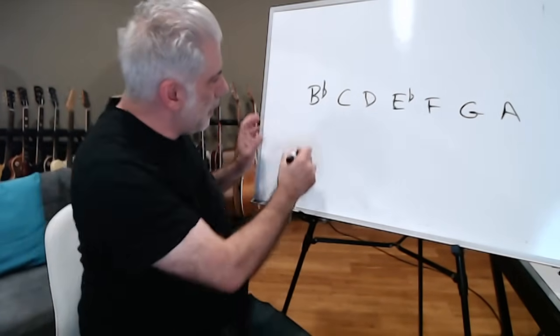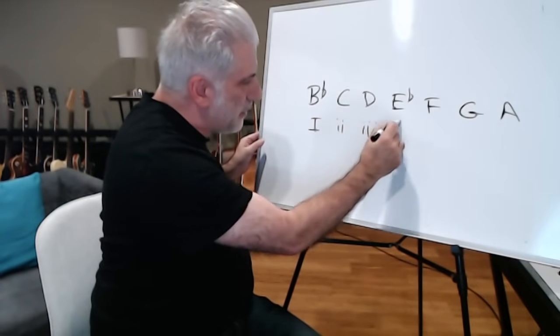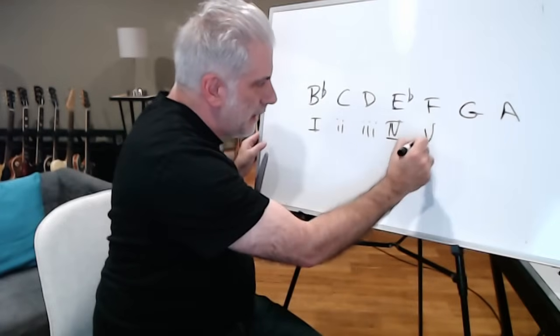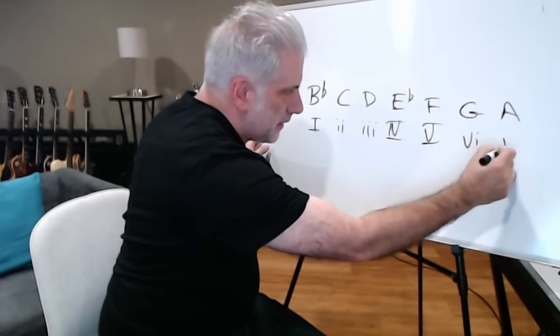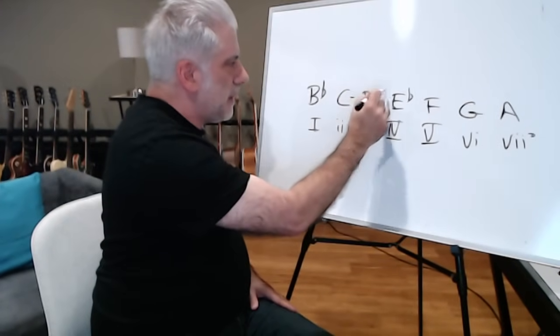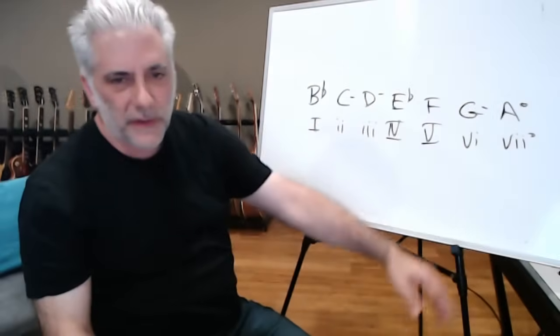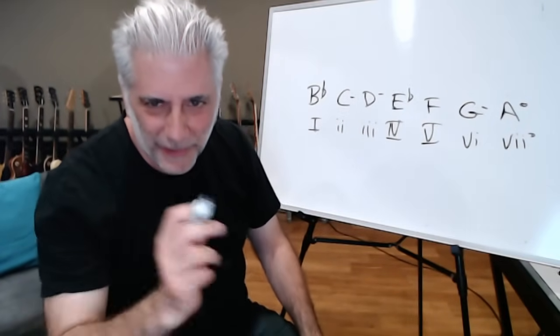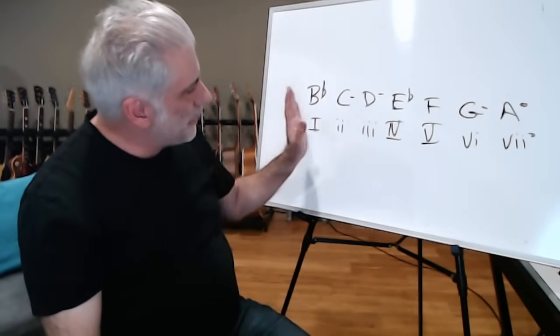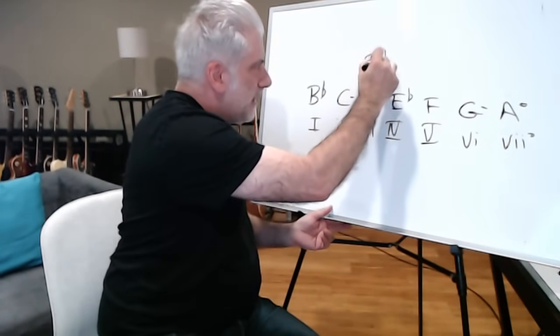I plug in the Roman numerals. 1, 2, they're always the same. They always move in the same order. 3, 4, 5, 6, 7, diminished. Then I put in C minor, D minor, E flat major, F major, G minor, A diminished. There you go. Those are all the chords in the key of B flat major, right? B flat major.